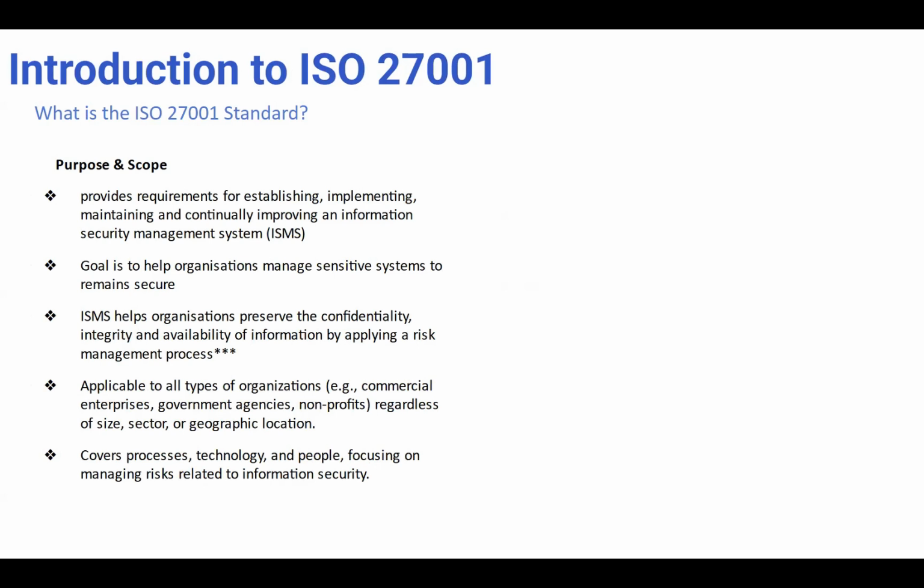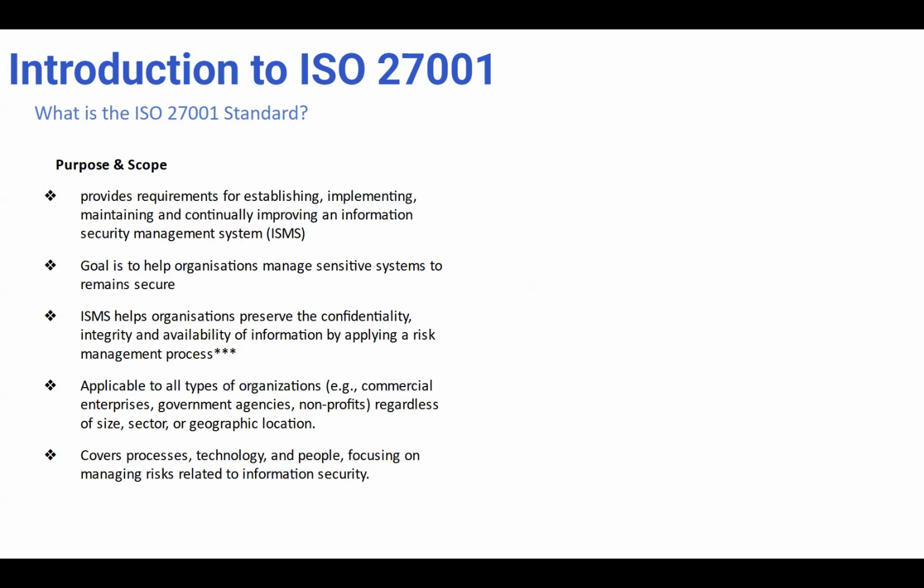Now, moving squarely to the ISO 27001 standard. What is the ISO 27001 standard? We have looked at several standards, and this is one of them. This is a standard that provides requirements for establishing, implementing, maintaining, and continuously improving an information security management system. So the key goal of the ISO 27001 standard is that organizations can implement an ISMS. An ISMS is basically a management system that allows them to manage their information security. The goal of the standard is to help organizations manage their sensitive systems and remain secure. That's a very basic goal. And this ISMS, the management system, is the way they do it, by applying a risk management process.